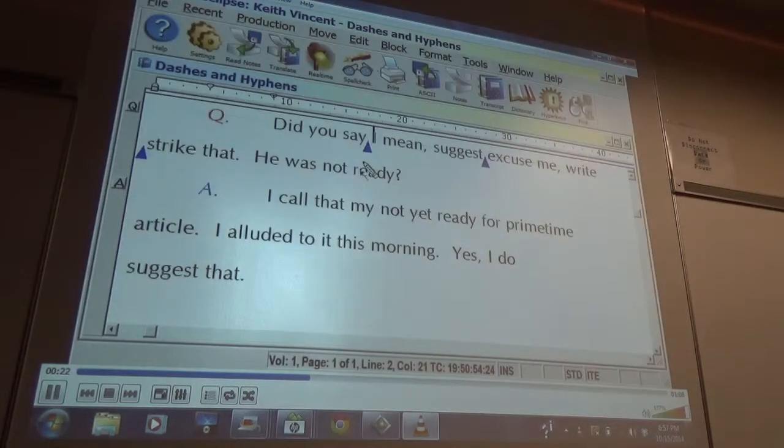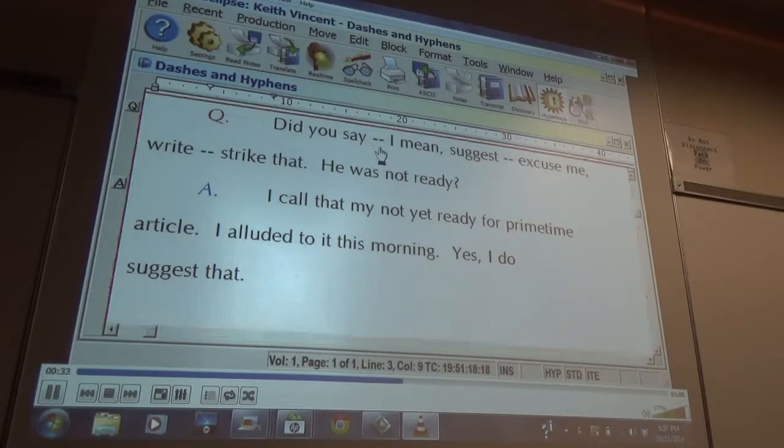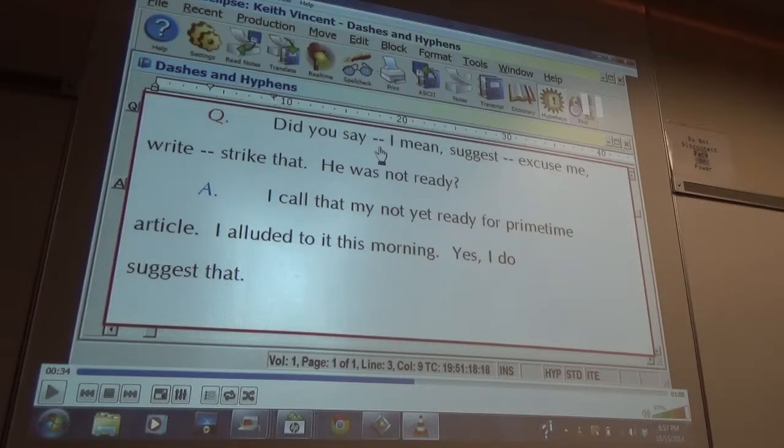I need dashes where you see the blue arrows. So I'll place my cursor on the beginning of this word and press the hyphen, and then move over, hyphen, move over, hyphen. And each time... You see what it's doing there?